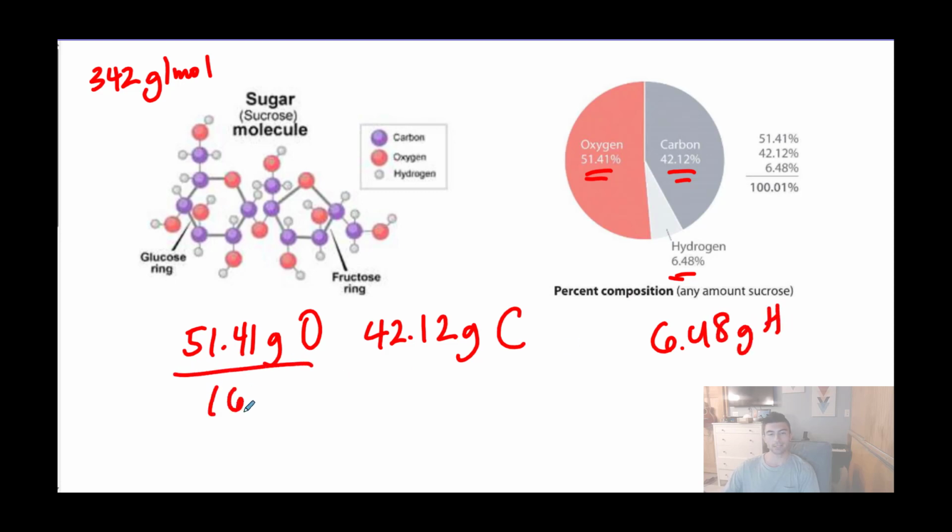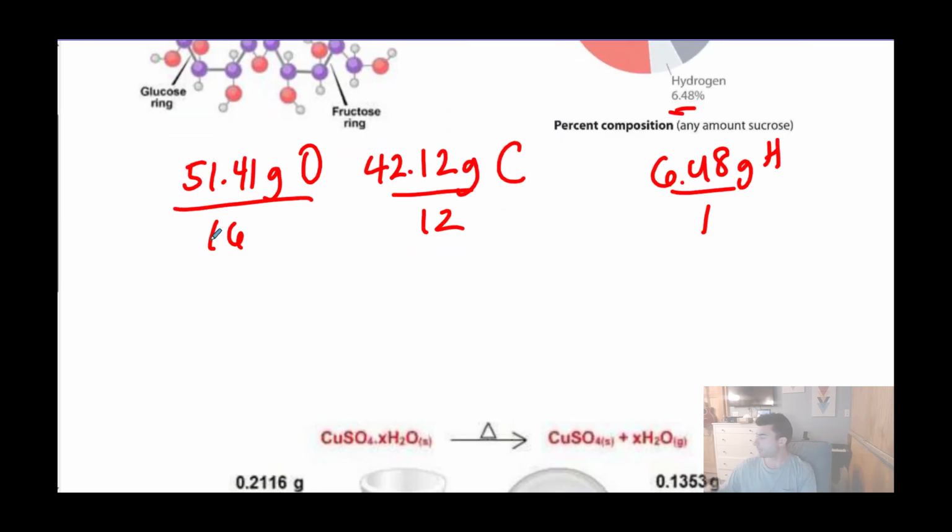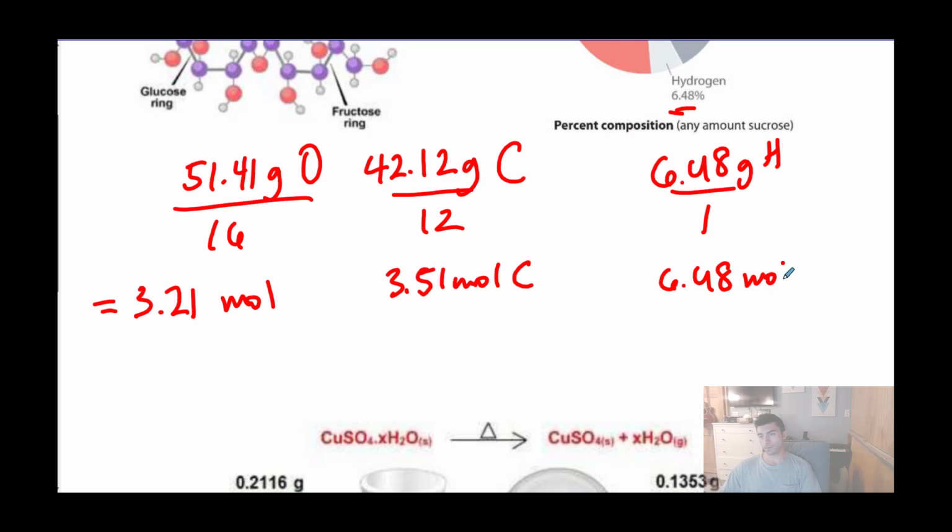We're going to divide each of them by their molar masses, respectively, to get how many moles we have for each substance. And if we do that, we're going to get about 3.21 moles of oxygen, 3.51 moles of carbon, and 6.48 moles of hydrogen. And then what we want to do to find the empirical formula is divide by the lowest mole amount that we have, because an empirical formula is the lowest mole ratio.